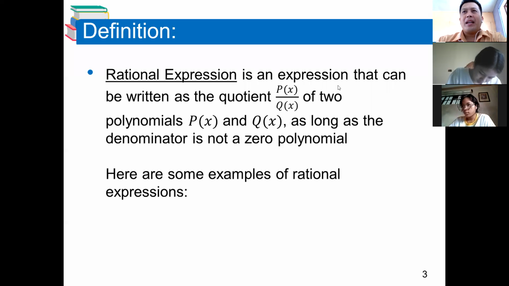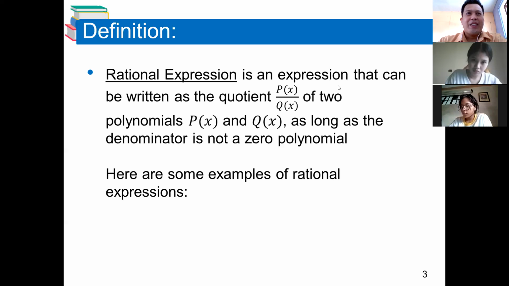And if your polynomial in the denominator can be substituted by a value of x which ends up making the denominator a 0 polynomial, then that is now the restriction of your rational expression. That is now the exclusion of your domain.